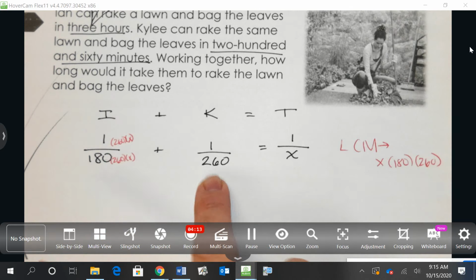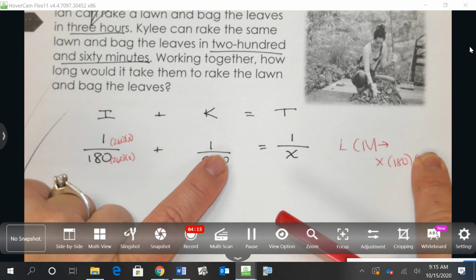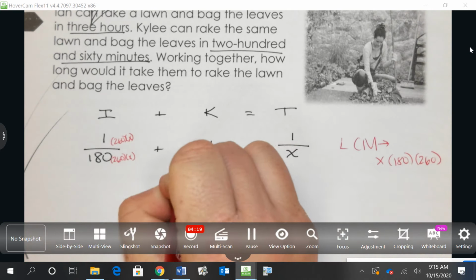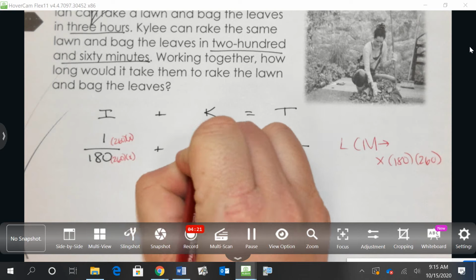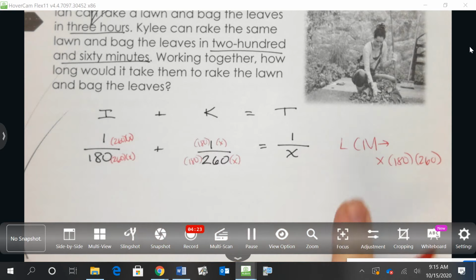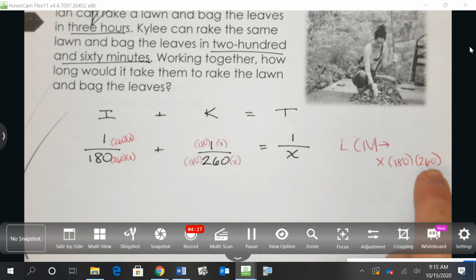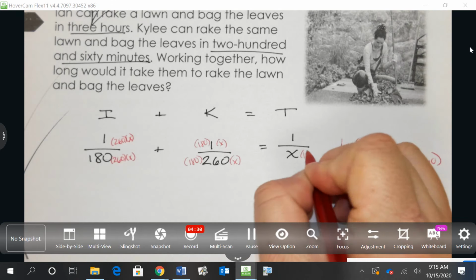The second term, I cover up the 260. It has a 260. It's missing an x and a 180. The last term, it has an x. It's missing a 180 and a 260.